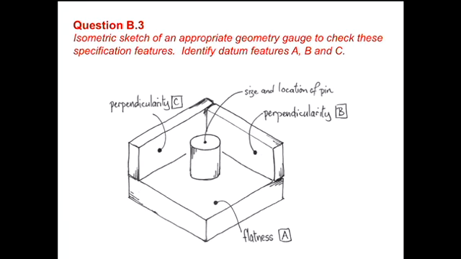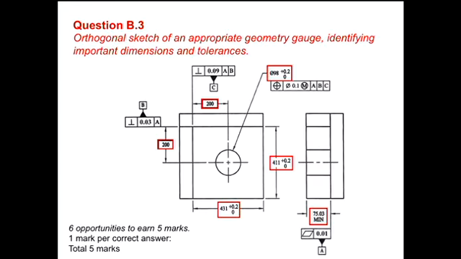Flatness, A. Perpendicularity, B. Perpendicularity, C. Size and location of pin for the hole, so that we have a degree of confidence that the plate with a hole meets the specification. And beyond that, there's a heap of stuff associated with what's important as we're considering the values associated with tolerancing that part, that object, and how the gauge is going to accommodate it.